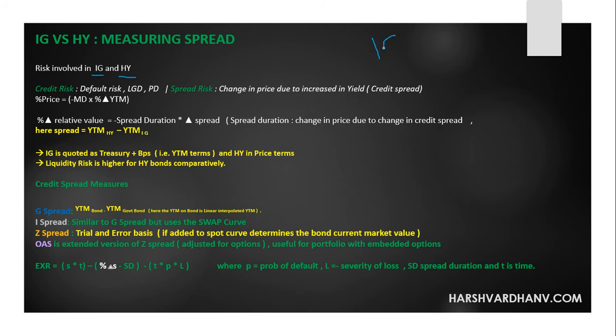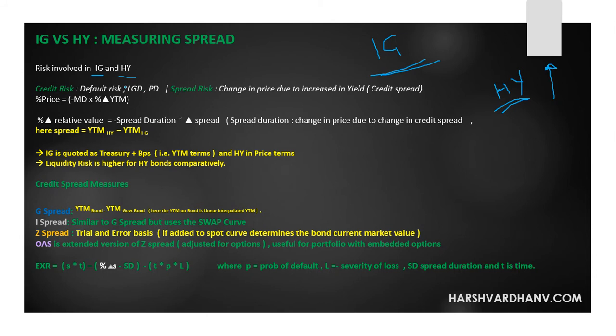IG means investment grade. Investment grade means less risky. High yield means risky. Why will someone give you higher yield? Because he is not able to raise money at a lower interest rate in the market. That is why he is giving you higher interest rates so that you give him the money. So high yield is riskier, IG is close to risk free.